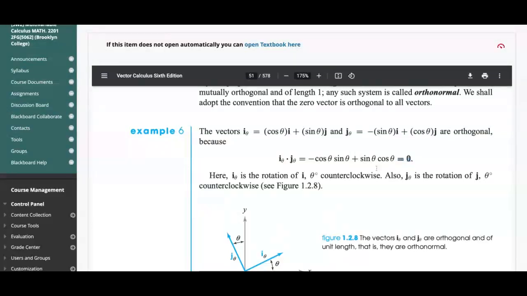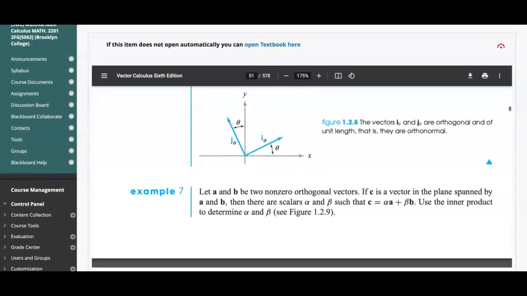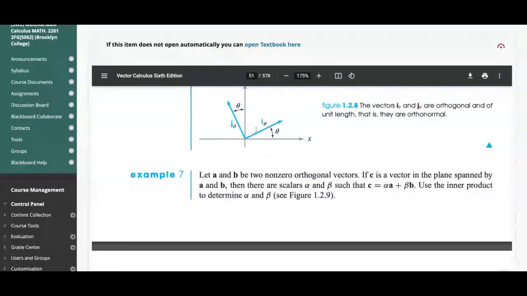So let's see this one. The first vector has components of cosine and sine. The second vector has components of negative sine and cosine. So we do the dot product: negative cosine times sine plus sine times cosine. That's 0. That means those two vectors form 90 degrees. The picture is this.